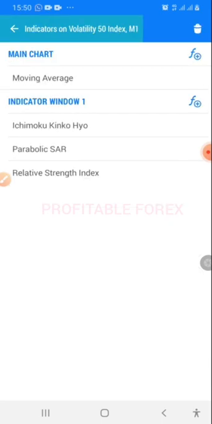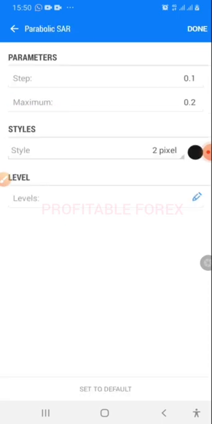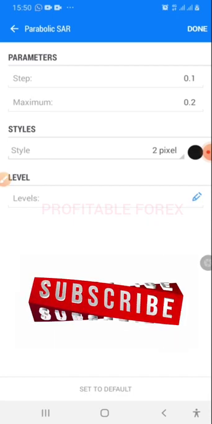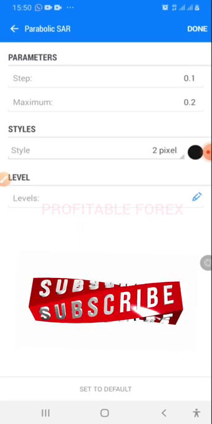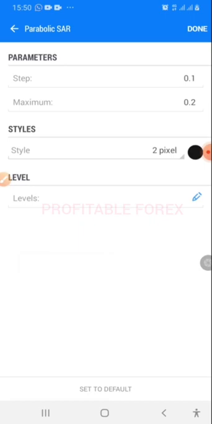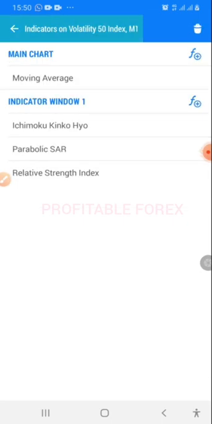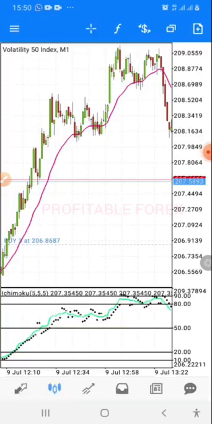Then you click on done, and the next indicator is the parabolic SAR. The parabolic SAR, the setup is, the step is 0.1, the maximum is 0.2, the style is 2 pixel, and any color of your choice, but I use black. There are no levels, so leave the levels empty and you click on done. So these are the setups for the indicators that we used.